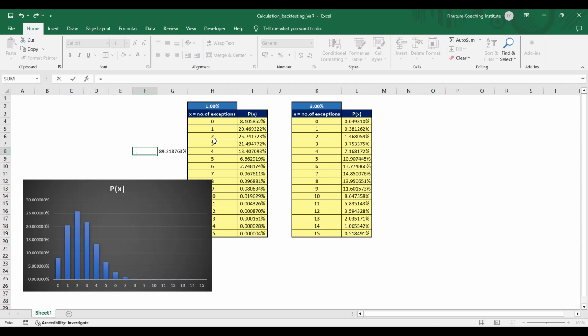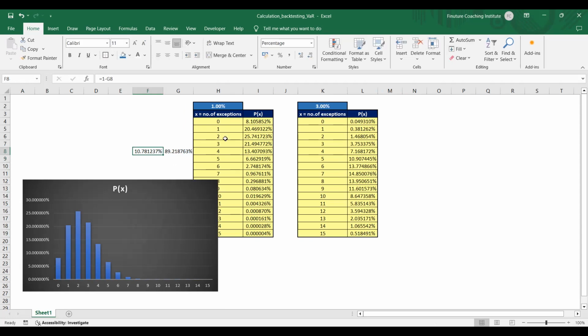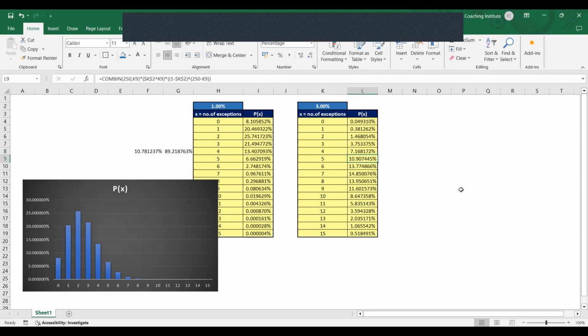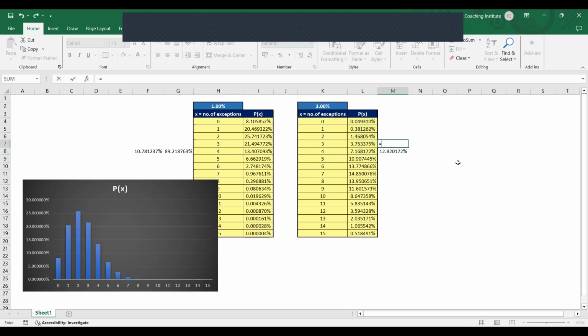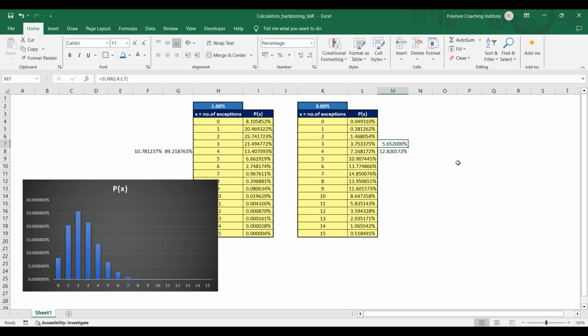But what is a type 1 error? That I won't get 4, I would get more than 4. So it's like 10.78% that you will notice in your book. Likewise, if there are 4 exceptions, I would get 12.82. Let me just sum this up. So this is what your question was saying: this is the current probability, but what is the probability if Basel changes the number of exceptions to 3? So this is something that was asked, 5.65%.